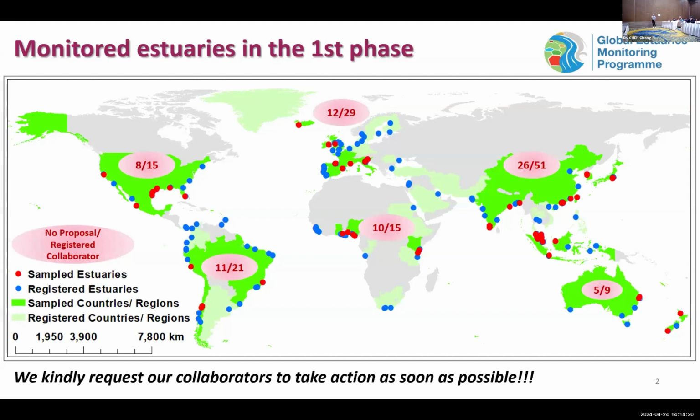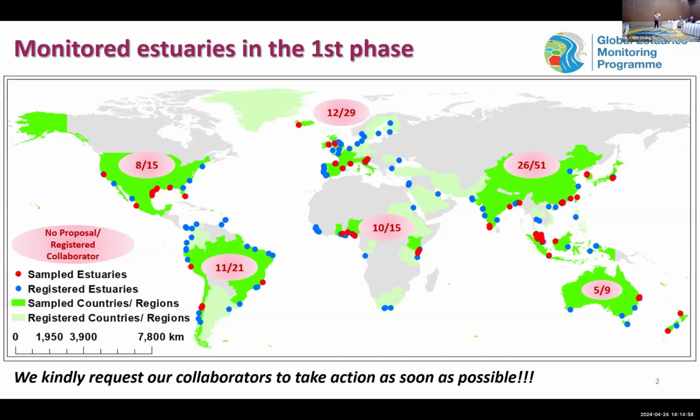Firstly, you can see this map here. In 6 continents, we already have many registered areas. We have a total of 178 registered areas so far. You can see the blue points in this map. And among them, the red points in this figure show the sampled areas, which means we have already received samples from these areas. But as you can see, I marked a number in the 6 continents.